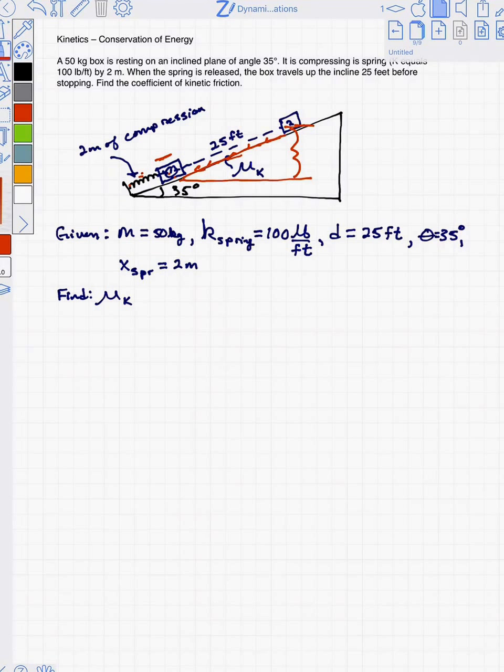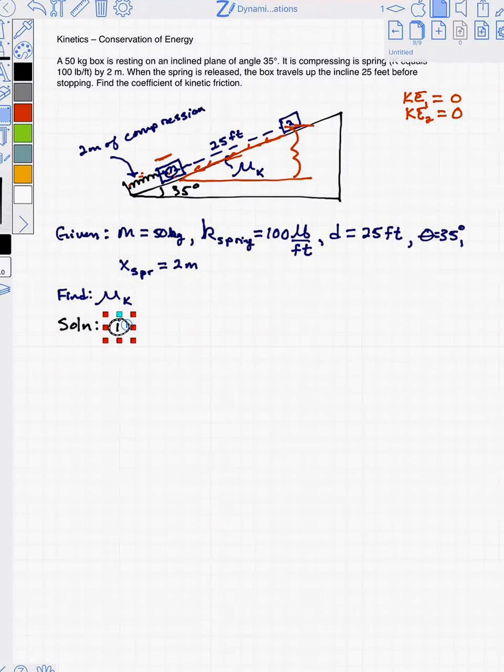It starts at rest, so it has a kinetic energy at point 1 of 0, and it ends at rest. So it has a kinetic energy at point 2 of 0. All right, let's move on to a solution. You should notice that we have mixed units here, feet and meters and so on. We should choose one or the other, English engineering system or metric system. I'm going to choose the metric system. So let's convert everything to metric.